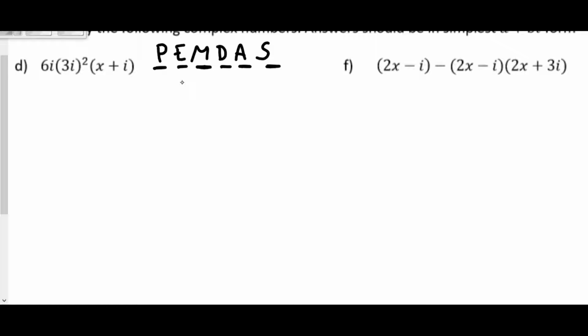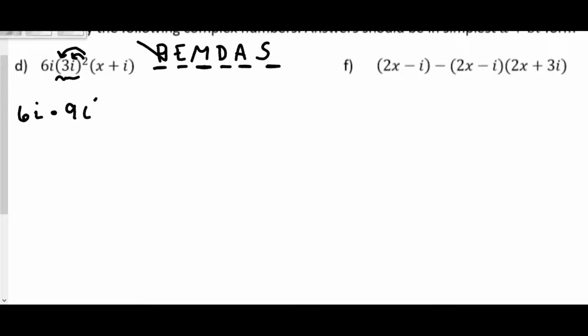So first, it's parentheses. I don't see any parentheses that we can take care of. I don't see any like terms we can combine within the parentheses, so we can just put a check over that. The next thing is exponents. I see one thing being raised to an exponent. That's my 3i squared. So my squared is going to jump to my 3 and my i. So this turns into 6i times 3 squared is 9.